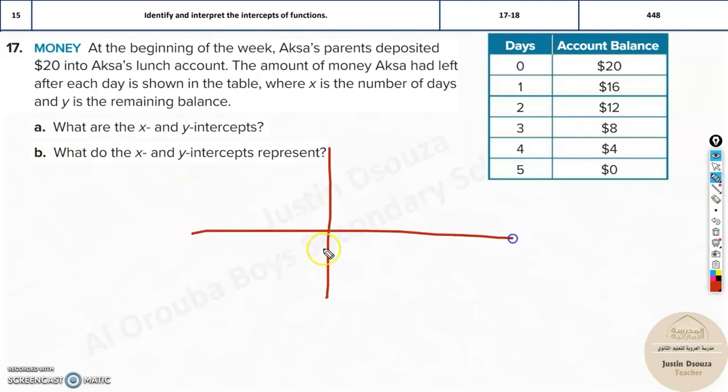First, let's draw a graph and understand. Now imagine this is reducing. You can see the money is reducing, so something like this. It was 20 at 0, so the graph is something like this. It just keeps on going.